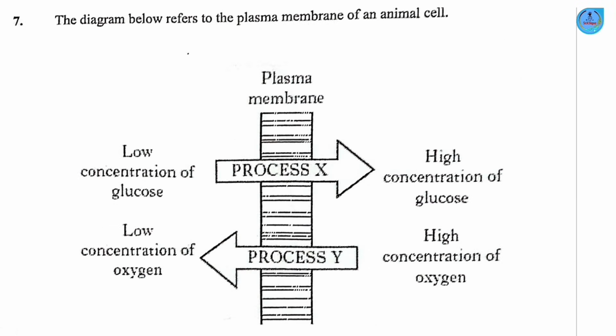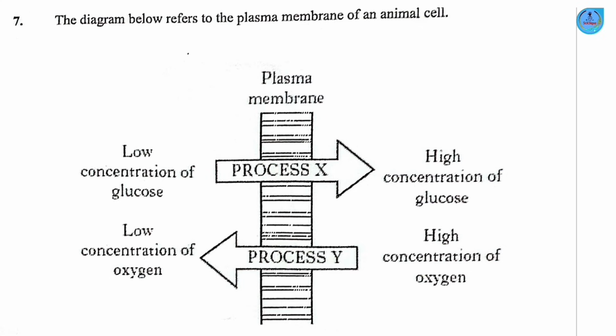Moving on to our next question. The diagram below refers to the plasma membrane of an animal cell. Okay, so plasma membrane is simply the cell membrane. So if we look at this diagram of ours, we can clearly see that there are two processes taking place. We have X and we have Y. Okay, so the movement is happening in opposite directions, and it's actually of two materials. We have glucose being taken in process X, oxygen in process Y. Part A. Identify the two processes X and Y and explain your answer.